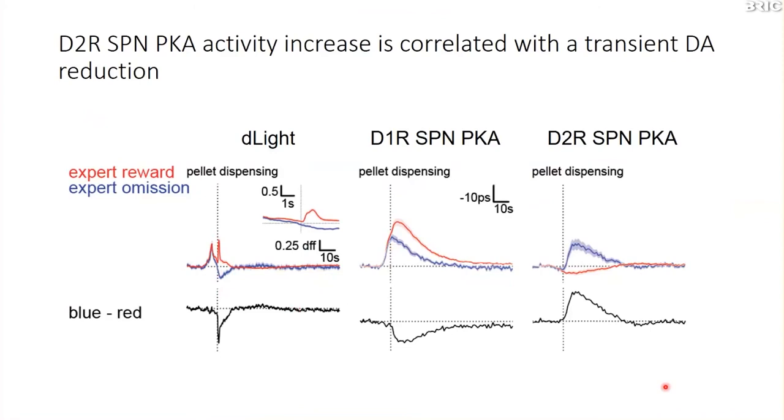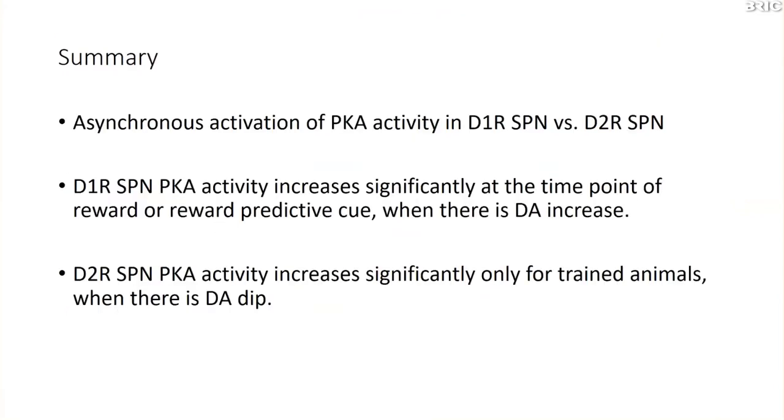On the other hand, in D2 receptor SPNs, there was a marked increase in PKA activity, presumably due to the dip in dopamine level. So far, I have shown you that there is an asynchronous activation of PKA activity in D1 receptor and D2 receptor SPNs during behavior. D1 receptor SPN PKA activity increases significantly at the time point of the reward or reward predictive cue, when there is a dopamine increase. For D2 receptor SPN PKA activity, it increases significantly only for the trained animals when there is a dopamine dip.